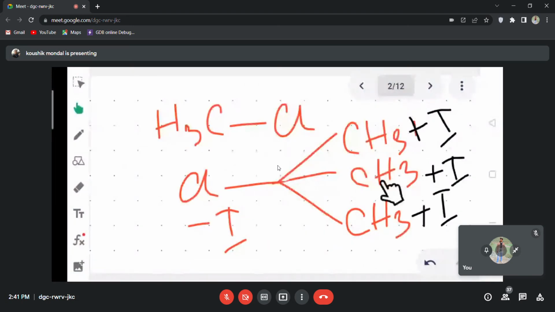In this molecule, there is a tertiary carbon, with a Cl atom attached, and another three CH3 groups attached. These CH3 groups, or alkyl type of groups, give a plus I effect, meaning they push the electrons toward this bond. But this plus I effect is very small compared to other effects.